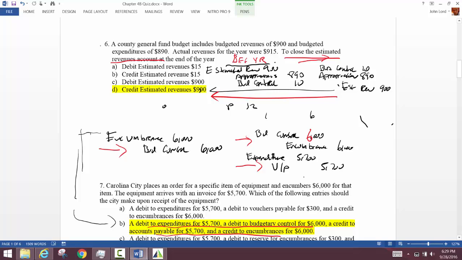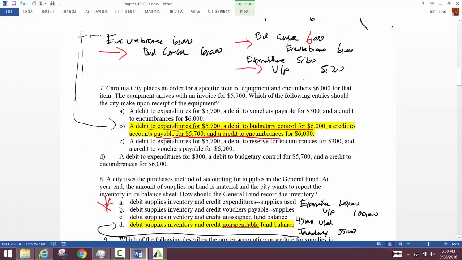At the beginning of the year, we debit the estimated revenue, we credit the appropriation, we credit the budgetary control, right? Then what happens? At the end of the year, don't we simply reverse those? We close all of our budgetary accounts, don't we? Okay, so we go ahead and we debit the budgetary control, we debit the appropriation, we credit the estimated revenue. Is that what they did? Okay. Okay, good.